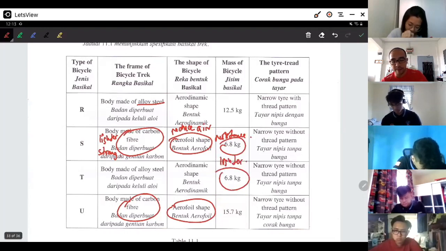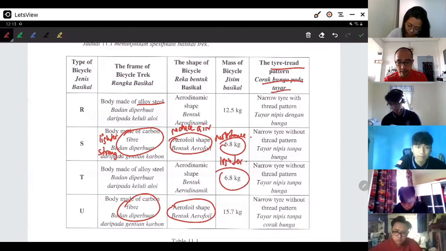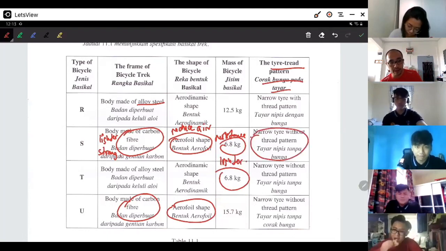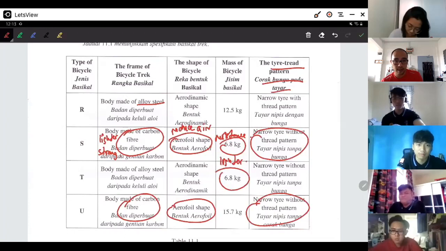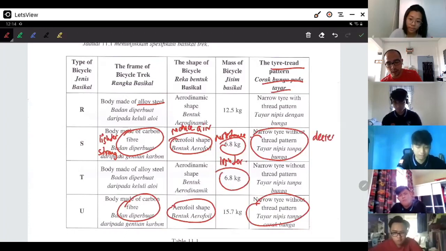Okay, tire tread, the flower pattern on the tyre. Narrow with tread or narrow without tread? Narrow without tread. Why without tread? Reduce friction. So we want to decrease friction.